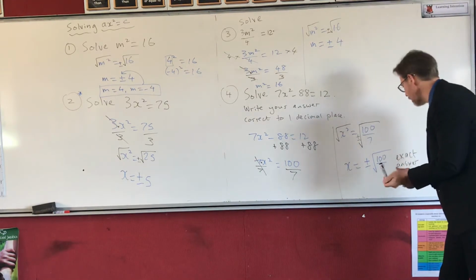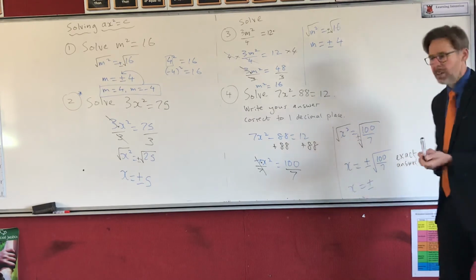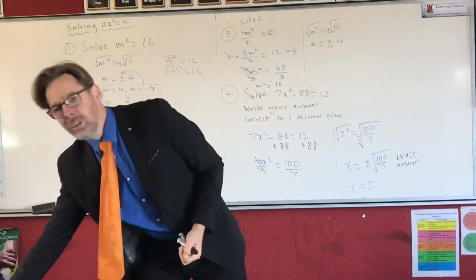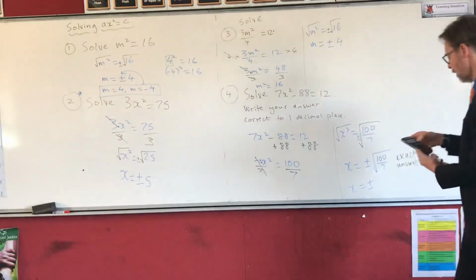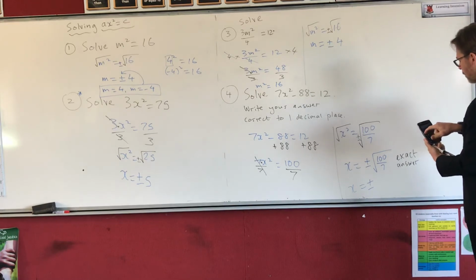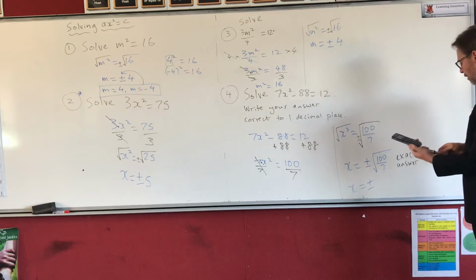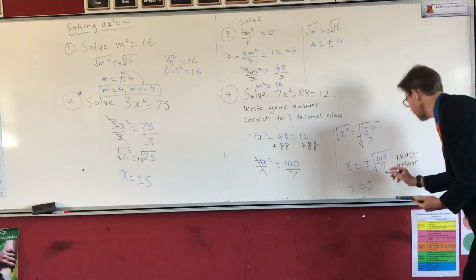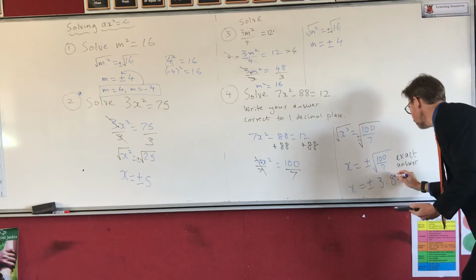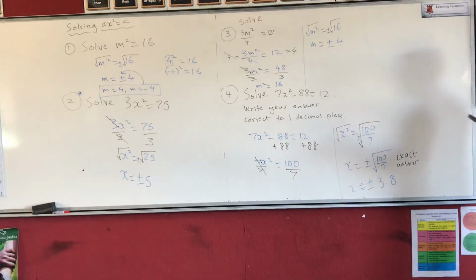So you're going to get your calculator out. Right, you leave the plus or minus sign there. And you're going to find the square root of 100 over 7. So press your square root button. Press your fraction button. 100 over 7 equals. And to one decimal place it's 3.8. And you should put the approximation symbol there. x is approximately equal to plus or minus 3.8.